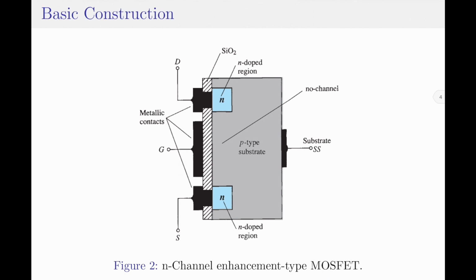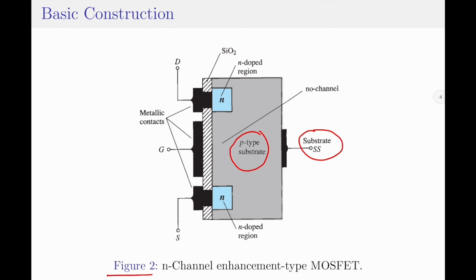Let me start the discussion with the basic construction of the N-channel enhancement type MOSFET. Figure 2 shown here represents the basic construction of the N-channel enhancement type MOSFET. A slab of P-type semiconductor material forms the base of the structure and this is referred to as the substrate. So, the substrate is made up of P-type semiconductor material. The substrate may be internally connected to the source terminal, or a fourth terminal, represented by SS here, can be used for externally controlling the voltage level of the substrate.